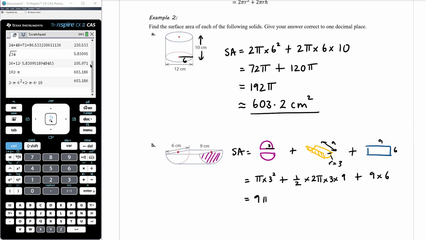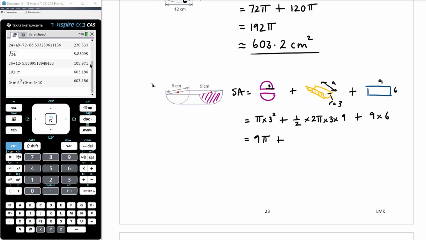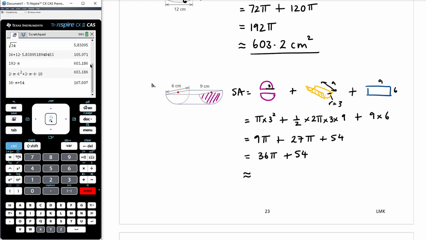Alright, so this is 9 pi, the circle, plus here we've got 2 times a half, that's just 1. So we've just got pi times 3 times 9, 3 times 9 is 27, so it's 27 pi, plus 9 times 6 is 54. 9 pi plus 27 pi, so it's 36 pi plus 54, so that is the exact surface area. So 36 times pi plus 54, Control Enter, is 167.1, to one decimal place, centimetres squared for the surface area.